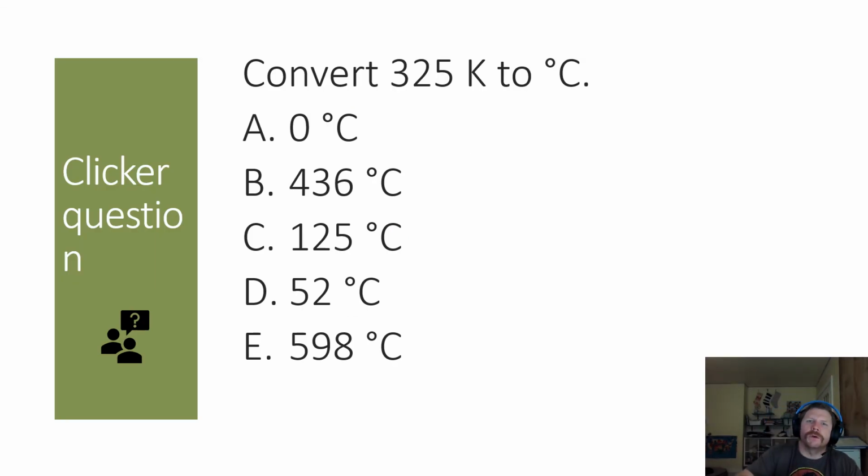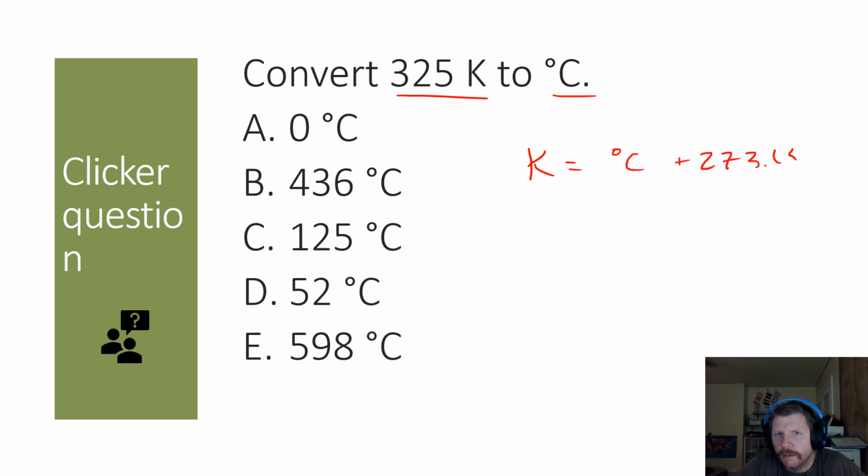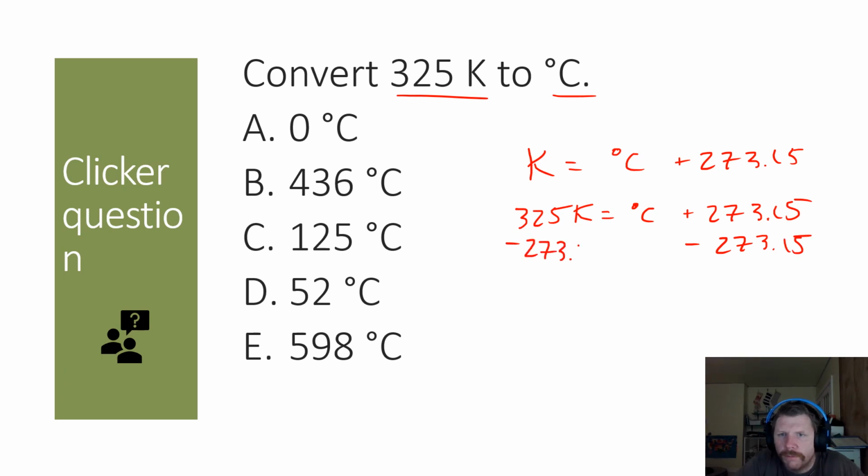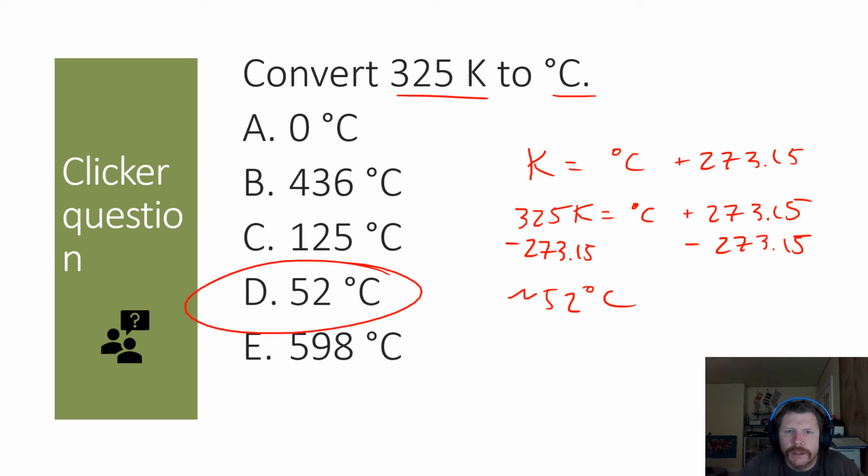Now, convert 325 Kelvin to degrees Celsius. What we need to do is simply say K is equal to degrees Celsius plus 273.15. Plug in 325: K is equal to degrees Celsius plus 273.15. Subtract 273.15 from each side. And now, that would be around 52 degrees Celsius. So I'm going to go with answer option D.